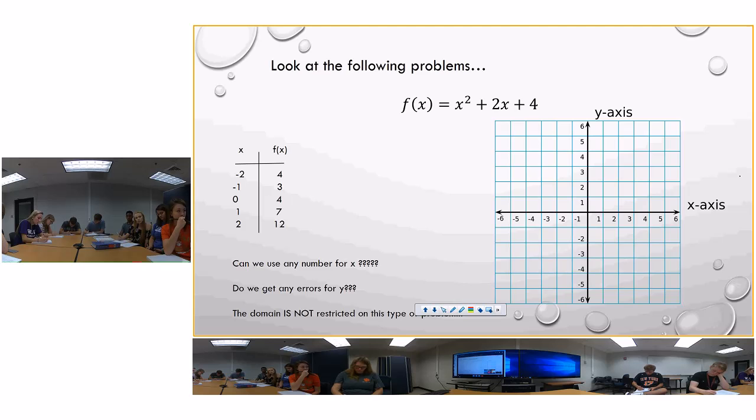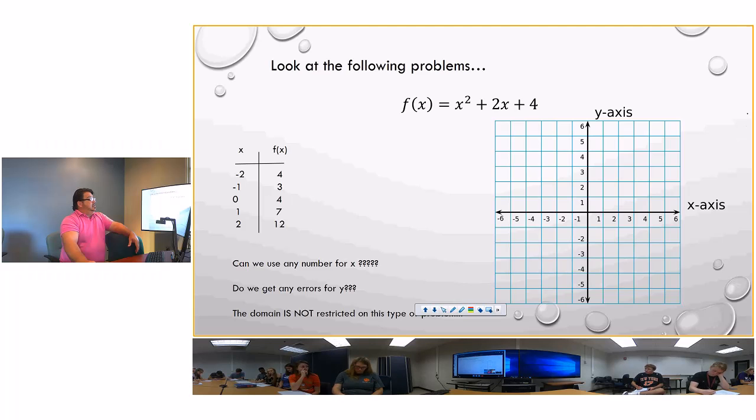Do we get any errors for Y if we plug in any numbers for X? No. Because you can have negatives, you can have positives, you can have 0. There's no error. Now, if I gave you the square root of x minus 2, then that would be a problem. Because I can't put in -3. Why? If I plug in -3 plus 2, what do I get?